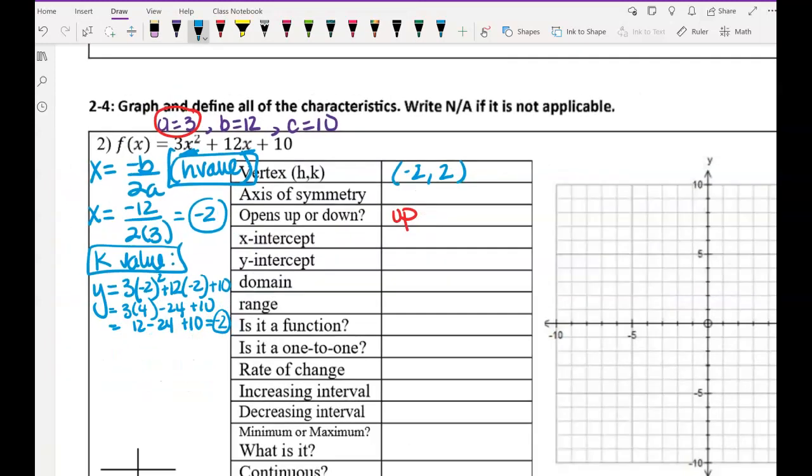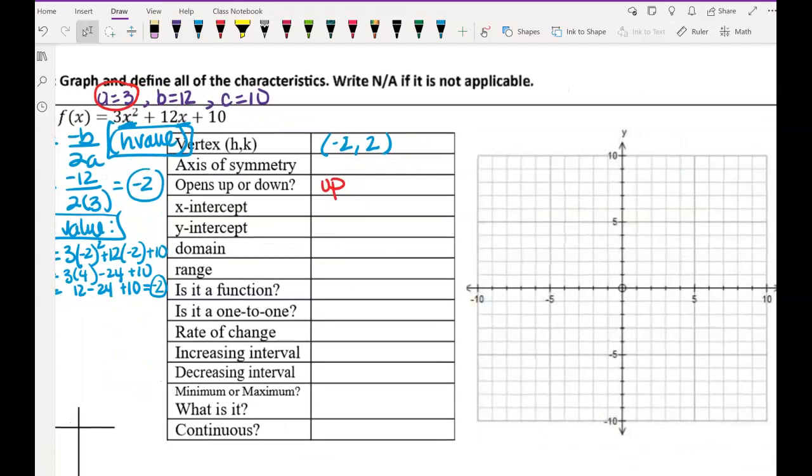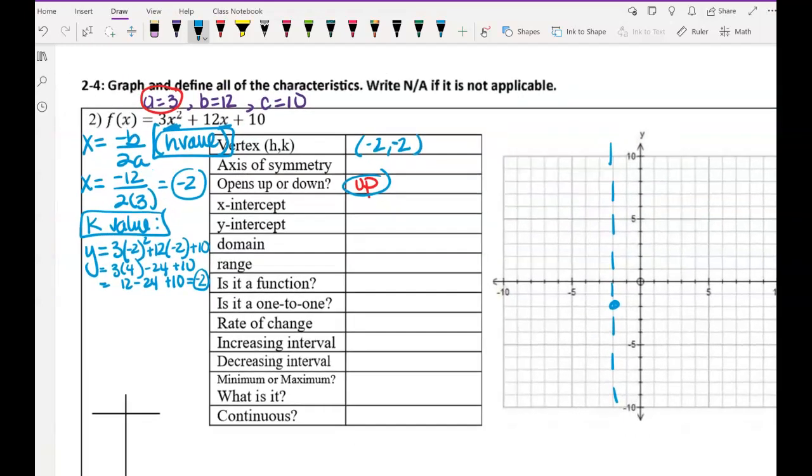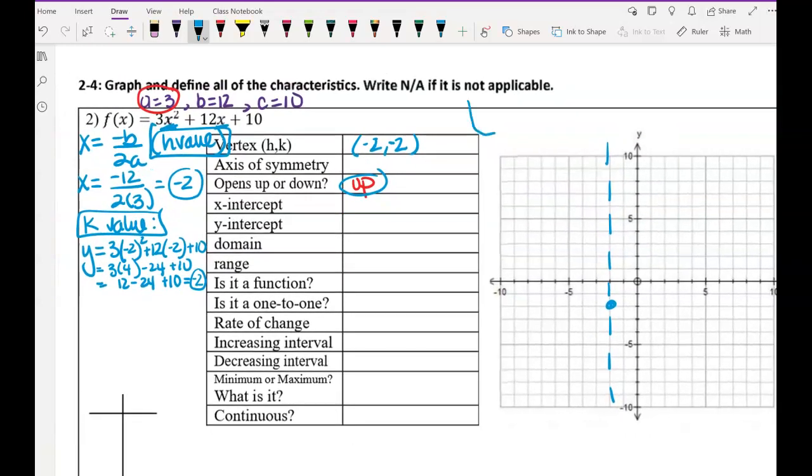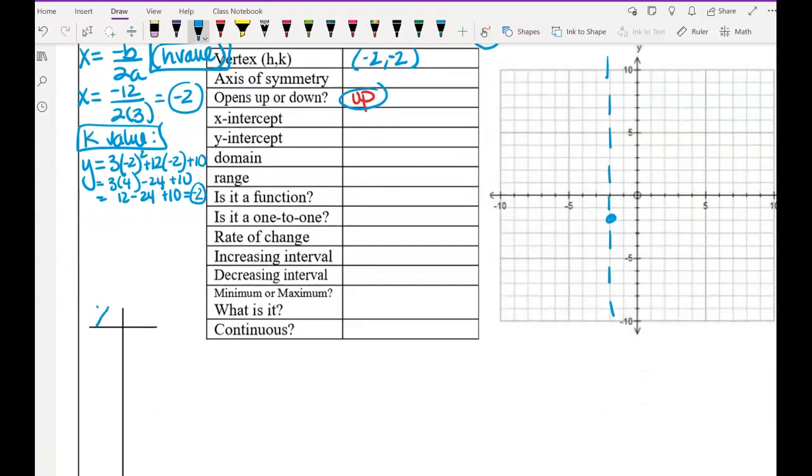Axis of symmetry. Remember, let's plug that in. Negative 2, negative 2. We know it opens up. Axis of symmetry is exactly in the middle. Okay, we know it opens upward. So all we have to do, remember, it's a U shape, so it should look like this. That means the left and the right should be exactly the same.